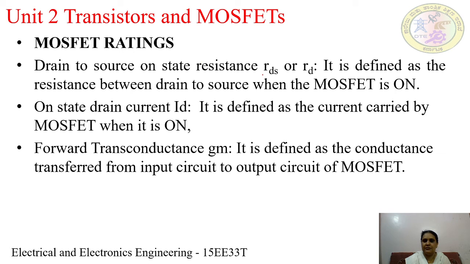We know that it is defined as the ratio of the change in the output voltage to the change in the input voltage. Therefore, it is the resistance between the drain to source when the MOS is on. What is on-state drain current? It is the current carried by the MOSFET when the device is on.